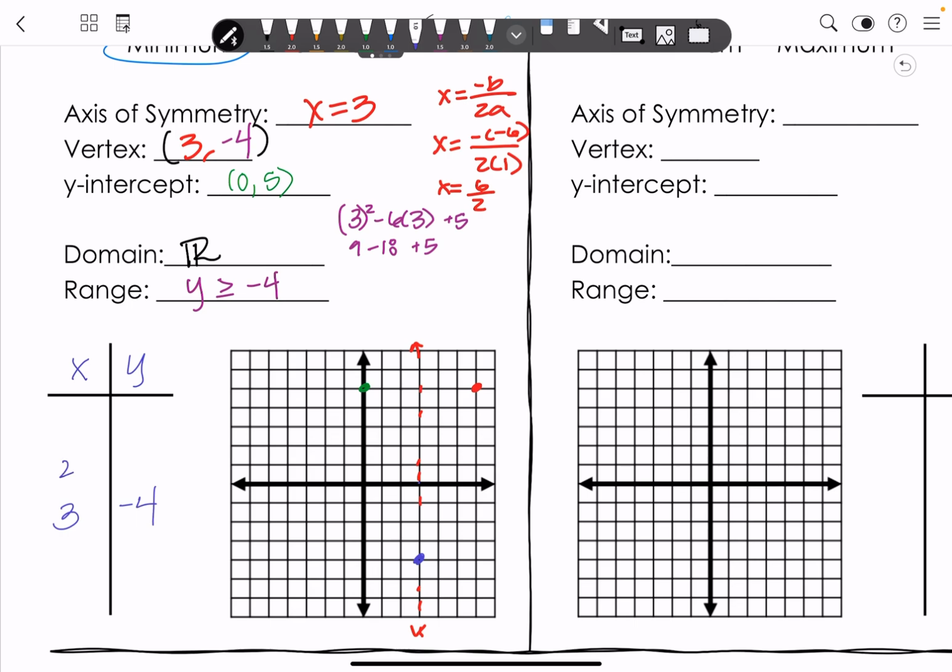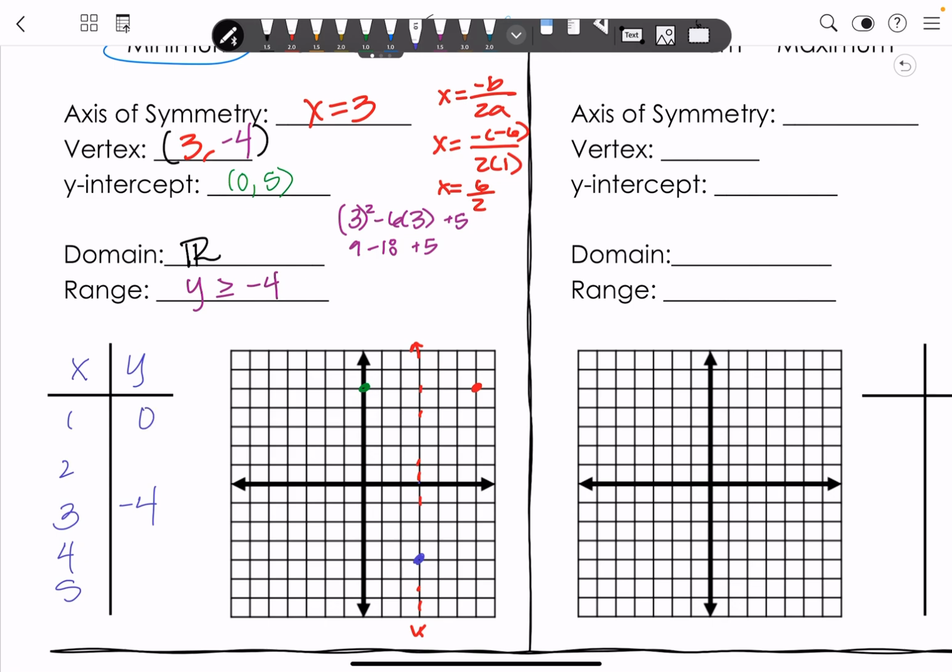And I go 2 above and 2 below. 2 x values before and 2 after. And then I plug it in. So I do 2 squared minus 6 times 2 plus 5, 1 squared minus 6 times 1 plus 5, and so forth. I want you to go ahead and pause the video, do that, and come back and check yours with mine.